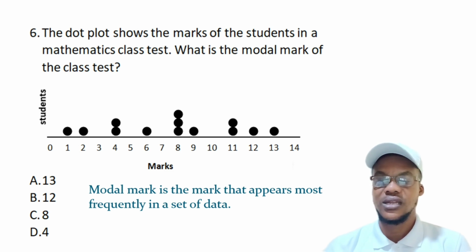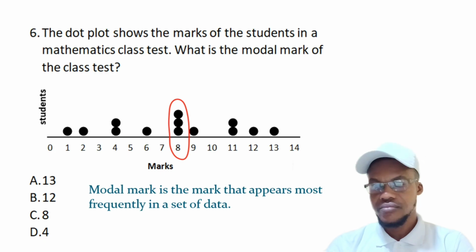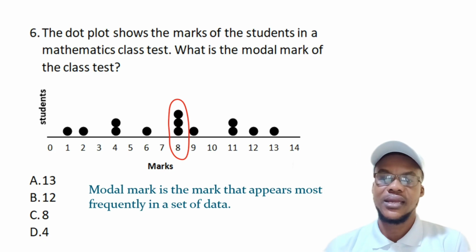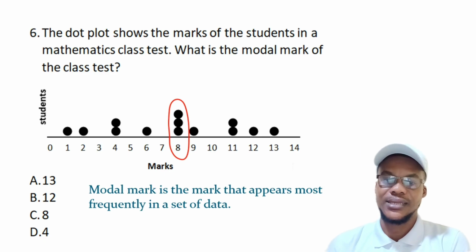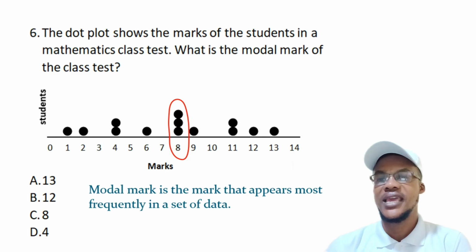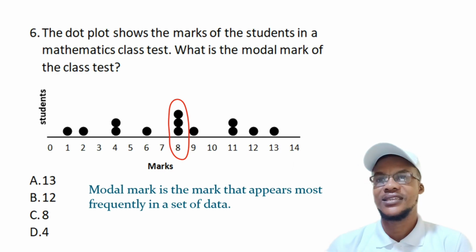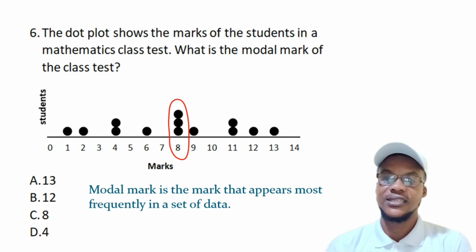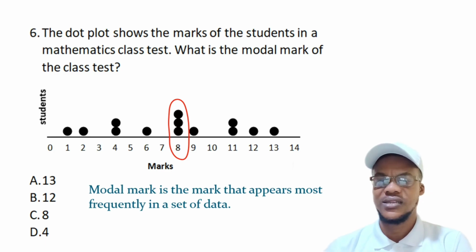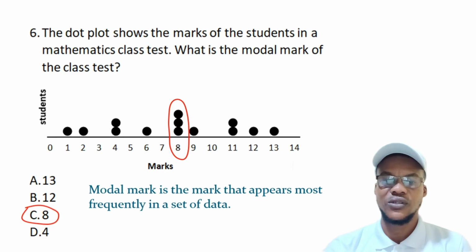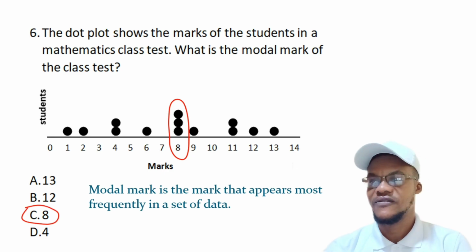So if we are talking about the modal mark, then we talk about the mark 8. It's very easy. You just have to identify it. If you are given such questions to answer, you are good to go. So our answer is C. Very easy.